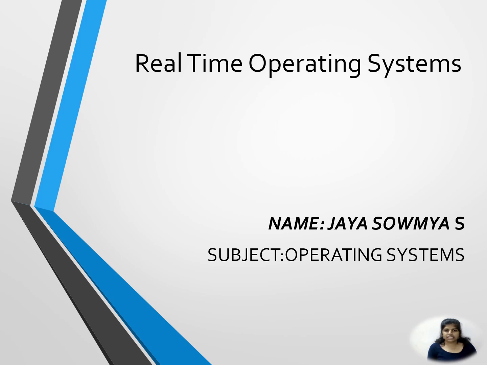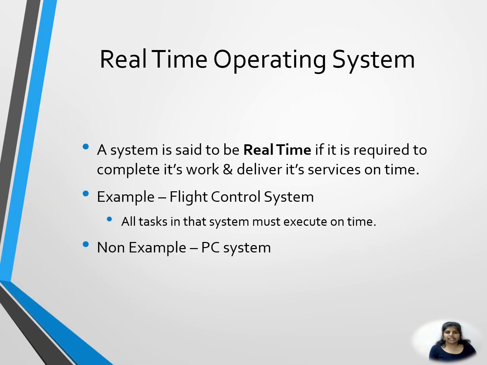Today I am here to explain the topic real-time operating systems. A system is said to be real-time if it is required to complete its work and deliver its services on time. An example of a real-time system is a flight control system. All tasks in the system must execute on time. A non-example is a PC system.